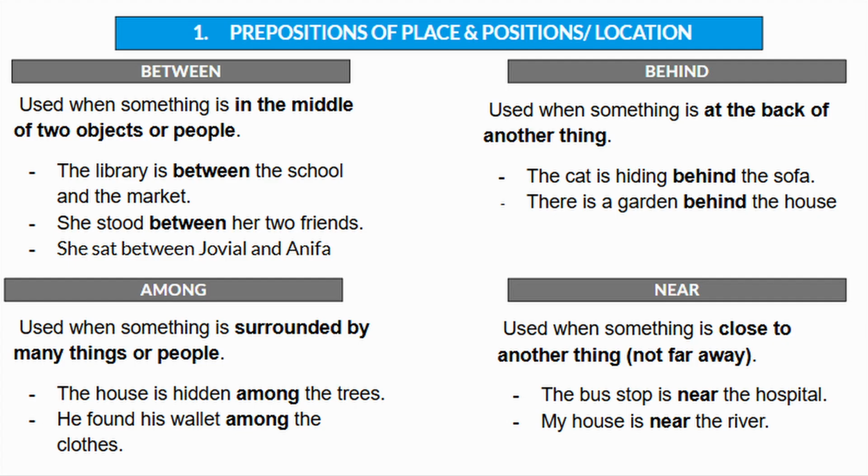The cat is hiding behind the sofa. You can't see it because it is behind. There is a garden behind the house. Behind the house, there is a garden.